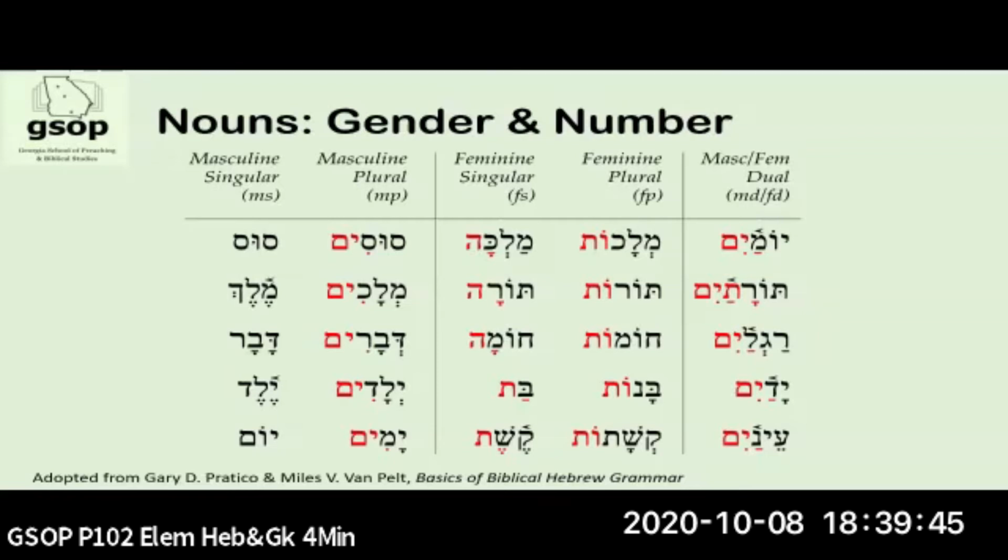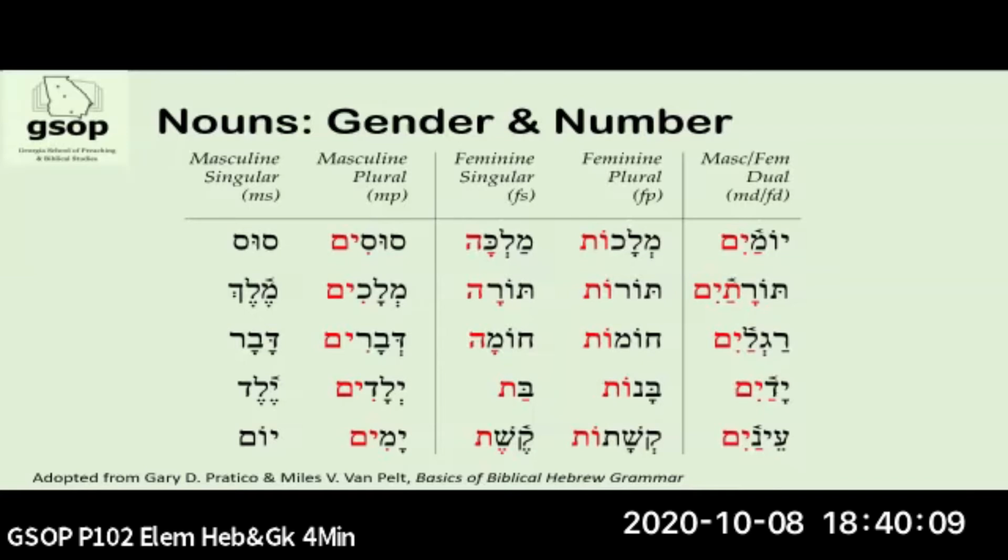And then you have the word yom, which is day. So when God created the earth, there was the first yom, and the second yom, and the third yom, fourth, fifth, sixth, and seventh yom, he rested. But if you're talking about days, plural, it's yamim.